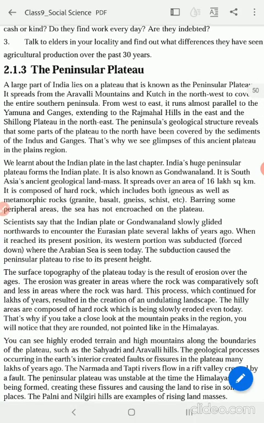Now, three things you should understand. The first one is the formation of the Peninsular Plateau. How it was formed, we know. Scientists say that the Indian plate of Gondwana land is an ancient plate. You would have seen the formation of the Himalayas. That is the ancient plate. That whole landmass is called Gondwana land. It's the ancient landmass in the world.